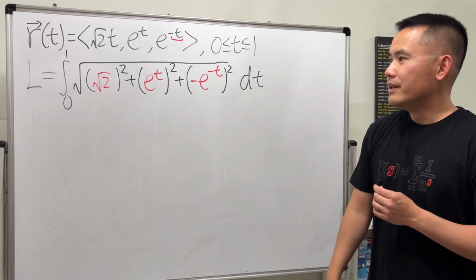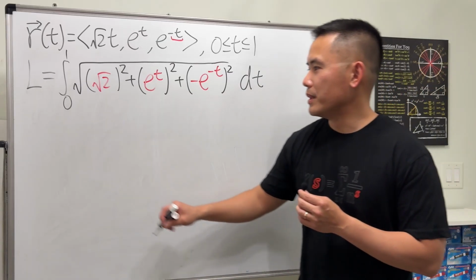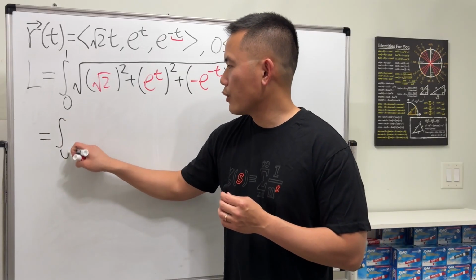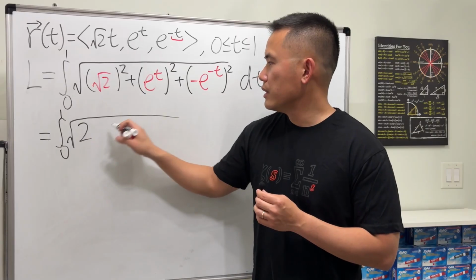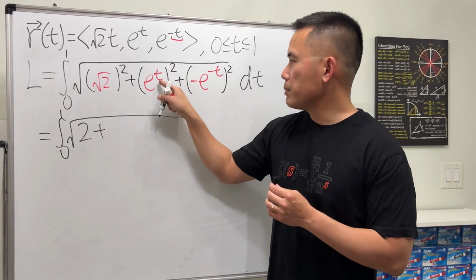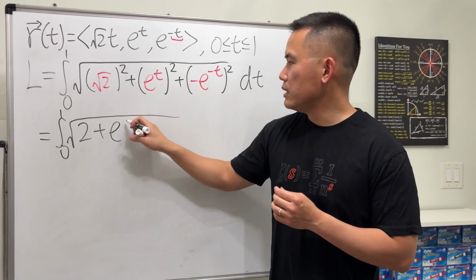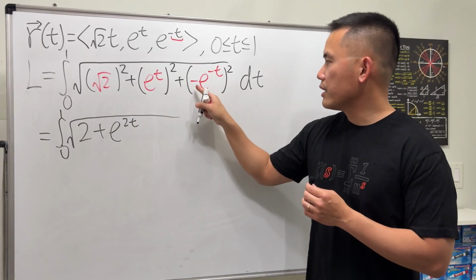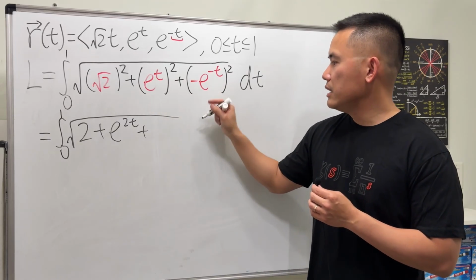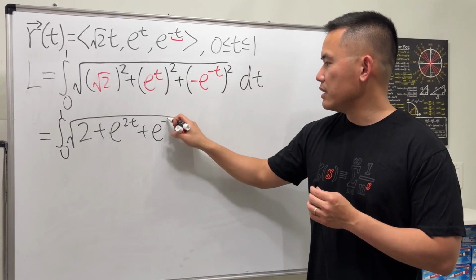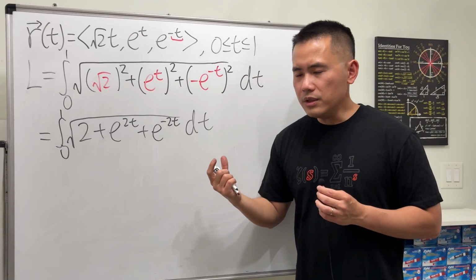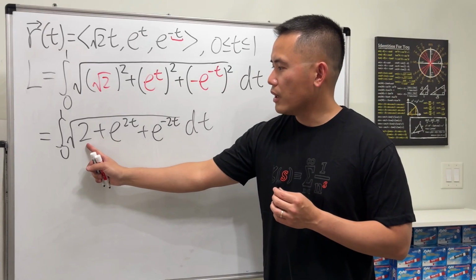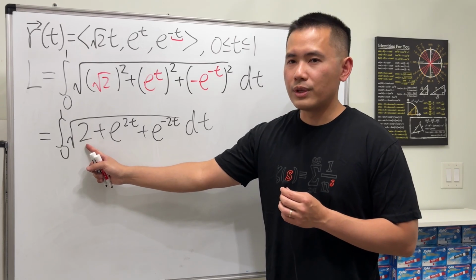All right, now let's simplify this a little bit. This becomes the integral going from 0 to 1, square root of this, which is just a 2. This right here, we multiply the exponents, so it's e to the 2t. And this right here, we get positive e to the negative 2t, dt. Now, the question is, how did they get rid of the 2 right here in the square root?